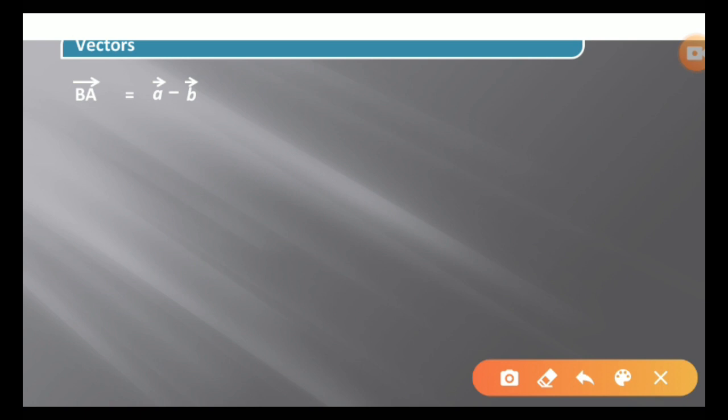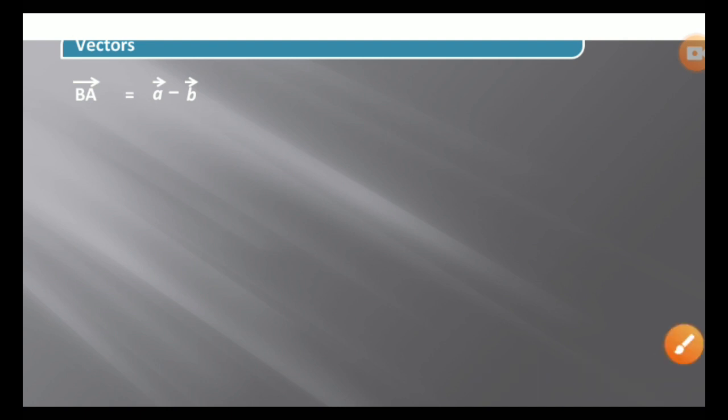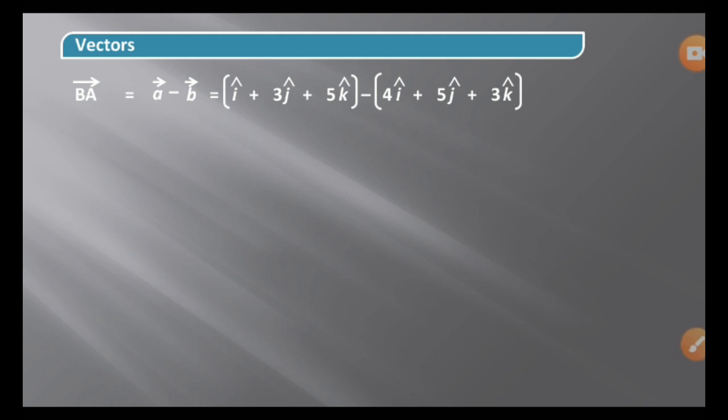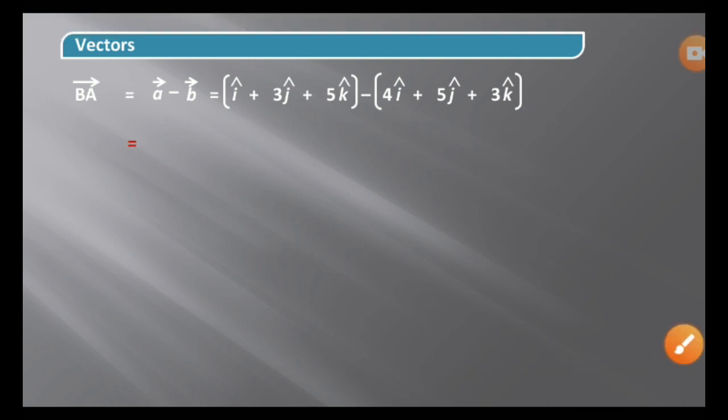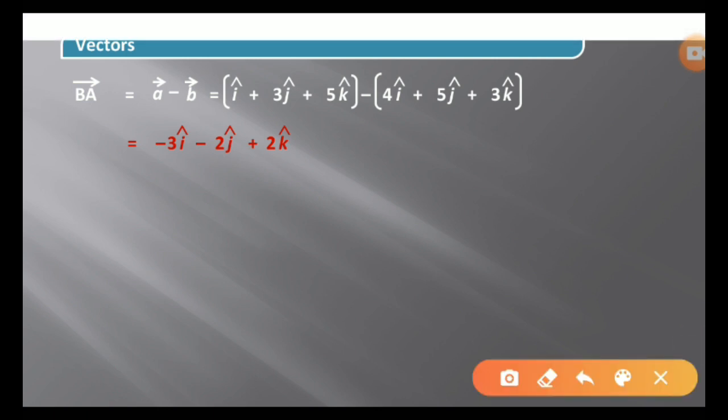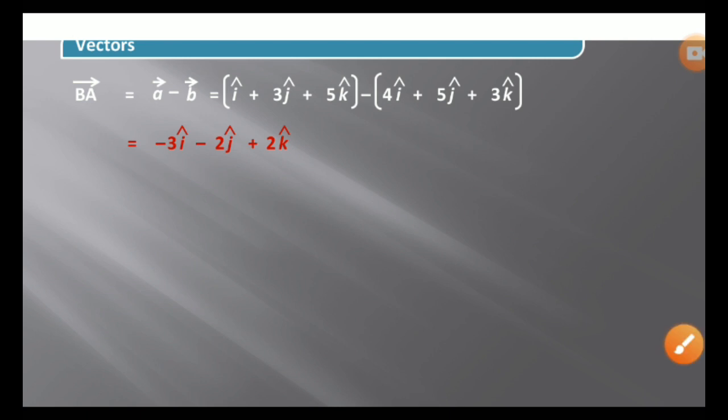This will be A minus B, because the position vector of the terminal point, A, minus the position vector of the initial point, B. Then it is equal to i plus 3j plus 5k minus, in the bracket, 4i plus 5j plus 3k, because this whole is the vector A and this whole is the vector B. Therefore, on subtraction, we will get i minus 4i will be minus 3i, plus 3j minus 5j will be minus 2j, and plus 5k minus 3k will be plus 2k. So this will be the vector BA.